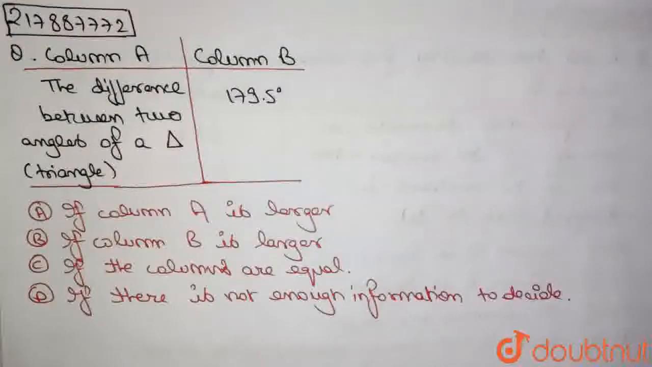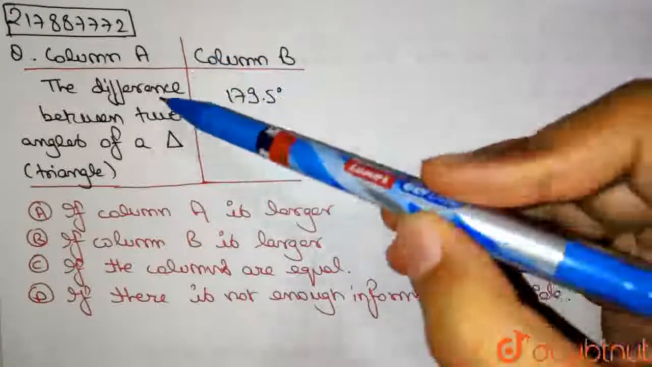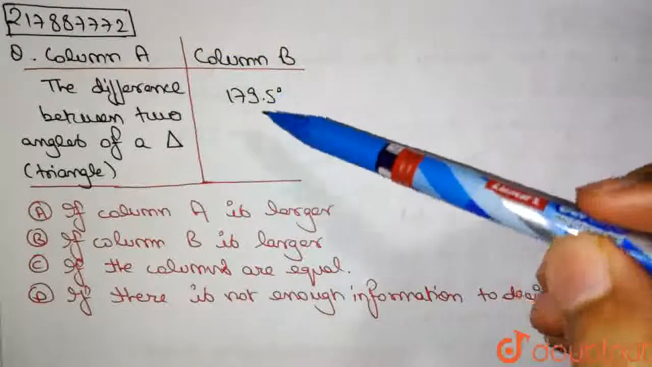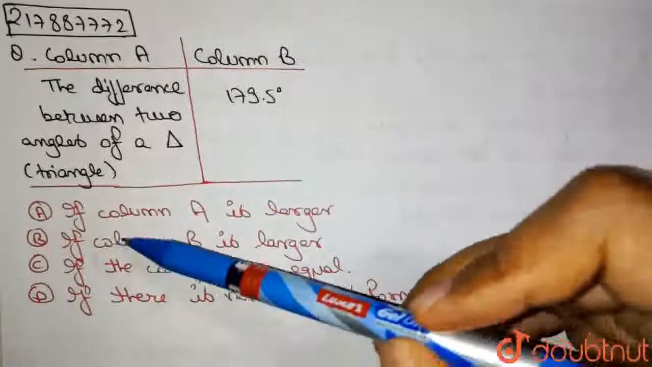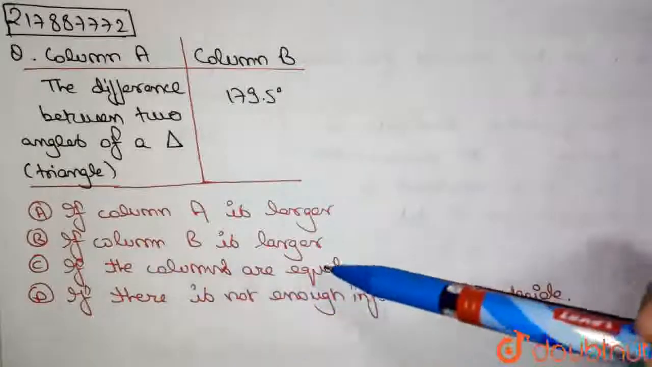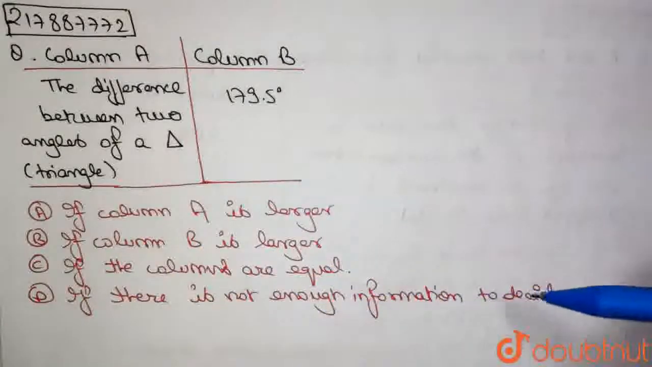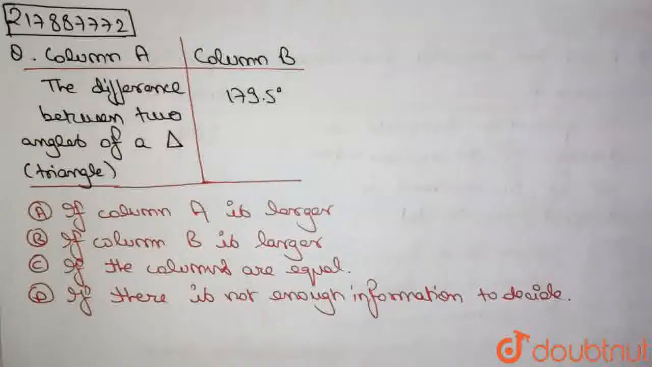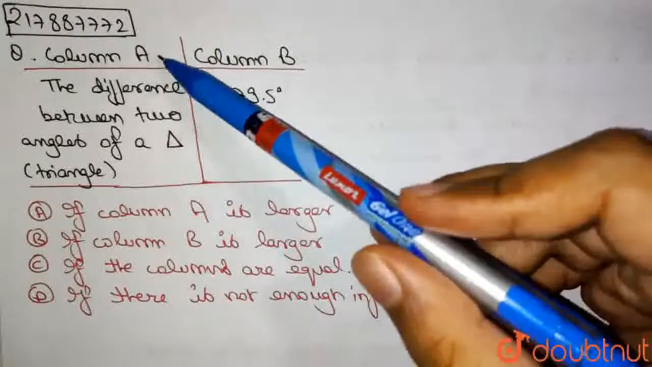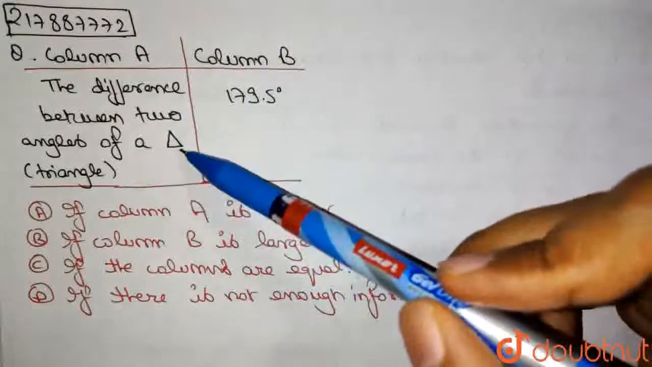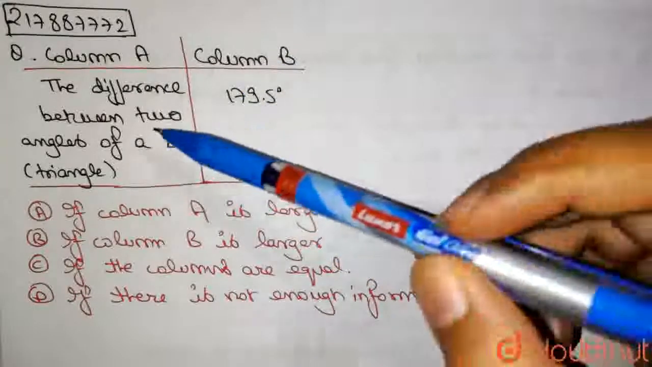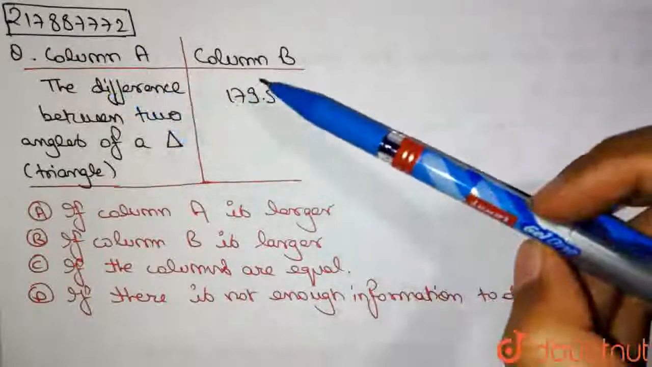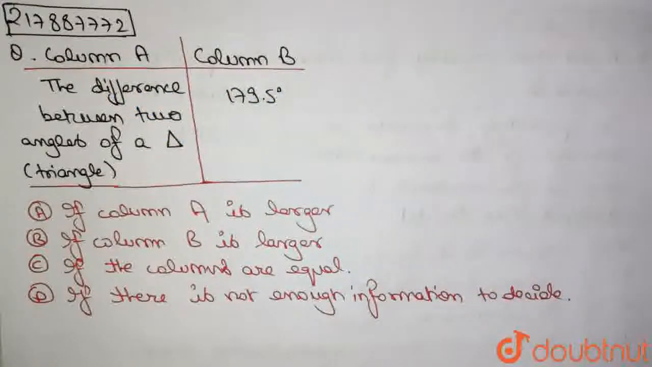The question states, so we directly have two columns given to us and let us check the options. It shows that if column A is larger then option A, if column B is larger option B, if the columns are equal option C, if there is not enough information to decide then option D has to be our choice. Now if I read column A, it says the difference between two angles of a triangle, and column B is simply 179.5 degrees. So we need to choose either both are equal, either one of them is greater than the other, or if there is not proper information provided to us. So let us look at this particular question.